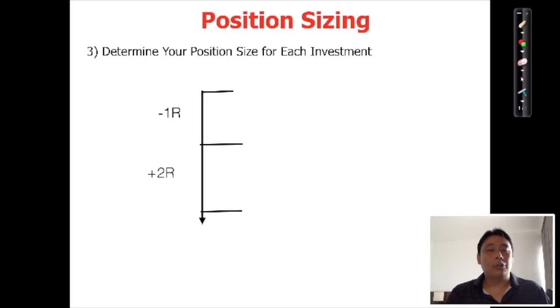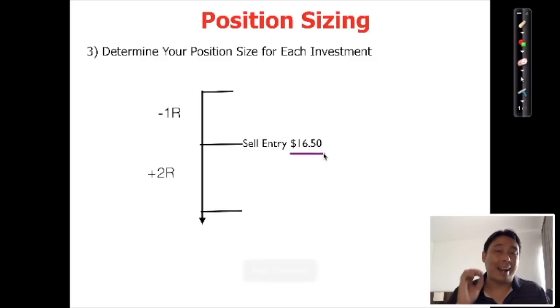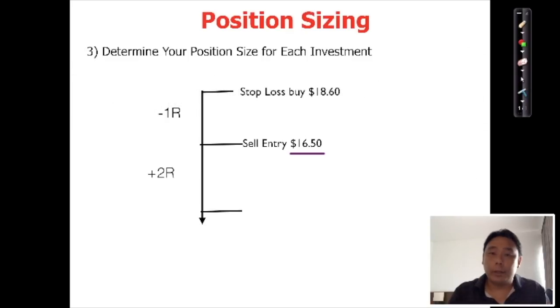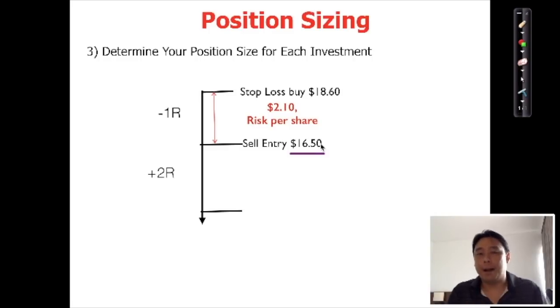Okay. So in this case, I sell JCPenney at $16.50. That's my entry price. That's where I do my selling short. Okay. And I put my stop loss order at $18.60, which means if it goes up, I close my trade, I get out with a small loss. Okay. So this gives me a risk per share of $2.10. Why? Because if it hits my stop loss, I lose $18.60 minus $16.50, $2.10. That's my risk I'm taking per share.